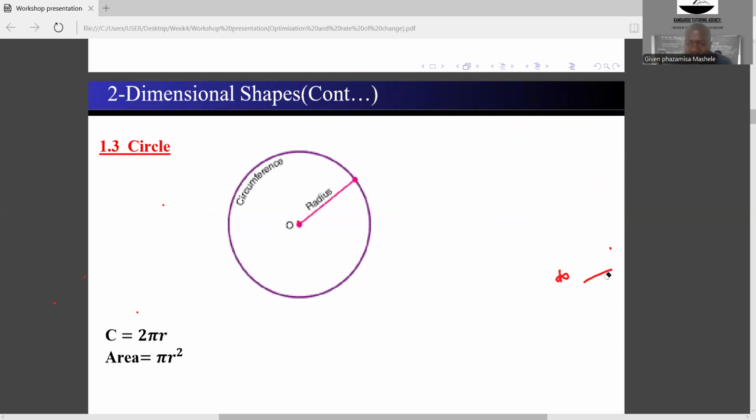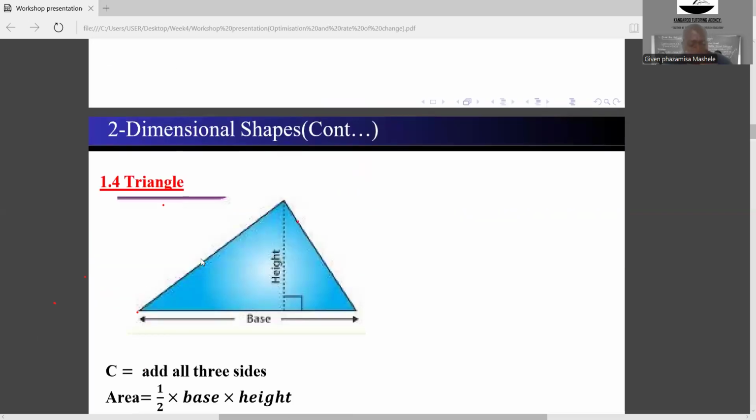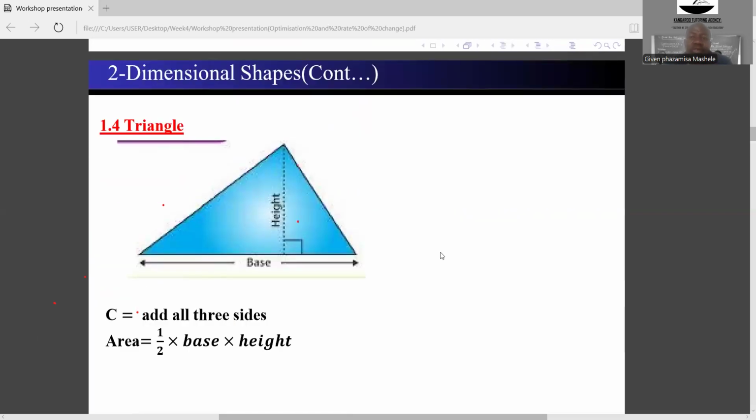Okay, right. Then let's move on to the next slide. In this next slide, we have a triangle. In a triangle, if it's a right angle triangle, it must have the base. And since it has the base, the other part will be the height, because they should be perpendicular to each other.